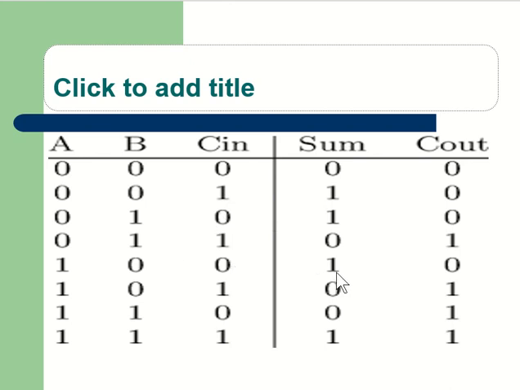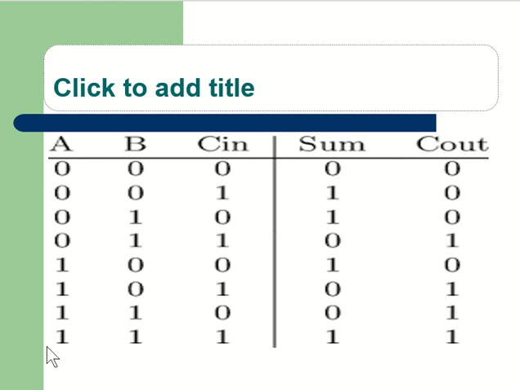So it is sum is equal to 1, carry is equal to 0. Next case, it is 1 plus 0 plus 1. So 1 plus 0, it is 1. So 1 plus 1, once again it is going to give me sum is equal to 0 and carry is equal to 1. Next case, A is equal to 1, B is equal to 1 and C is equal to 0. So it is 1 plus 1, it is 1 0 plus 0. Once again it is going to give me sum is equal to 0 and carry is equal to 1.